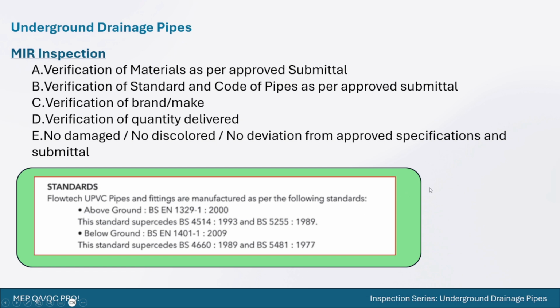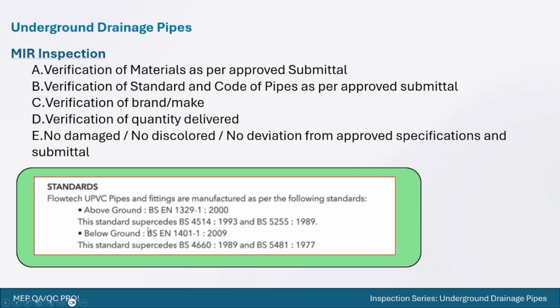Suppose this is a standard mentioned in your submittal, that you will use Flowtech UPVC pipes and fittings manufactured as per the following standard for above ground: BS EN 13291-2000. So whatever sizes come for above ground should be 13291. This is the standard approved as per your submittal, so for this submittal it is approved as 13291.